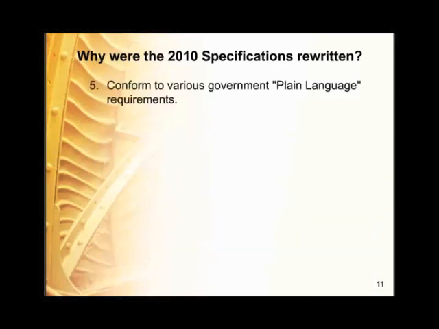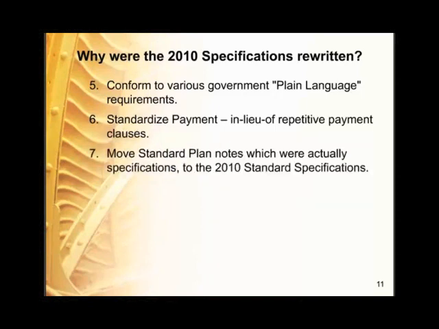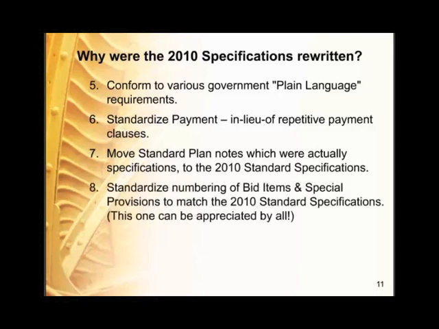Five, conform to various government plain language requirements. Six, standardize payment in lieu of repetitive payment clauses. Seven, move standard plan notes, which were actually specifications, to the 2010 standard specifications. And eight, standardize numbering of the bid items and special provisions to match the 2010 standard specifications. This concept can be appreciated by all.